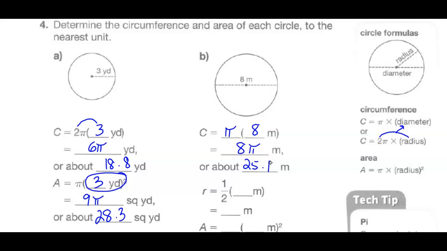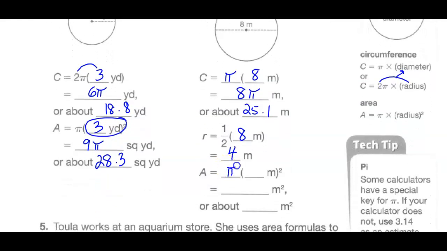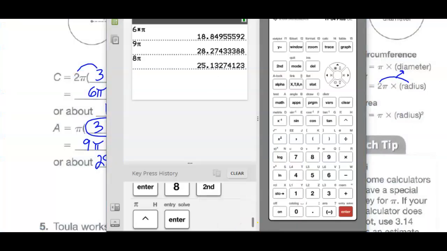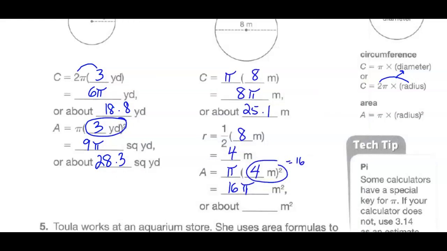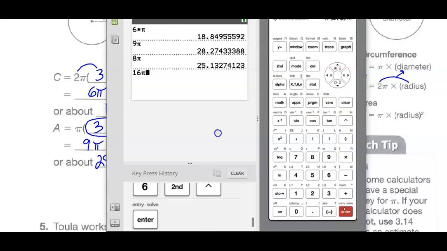Okay, now for the area, we have to use the radius. And so we have to take half of 8, which is 4. So the radius is 4. And then it's pi times 4 squared. Well, 4 squared is 16. So this will be 16 pi. And then in our calculator, 16 pi is 50.3.